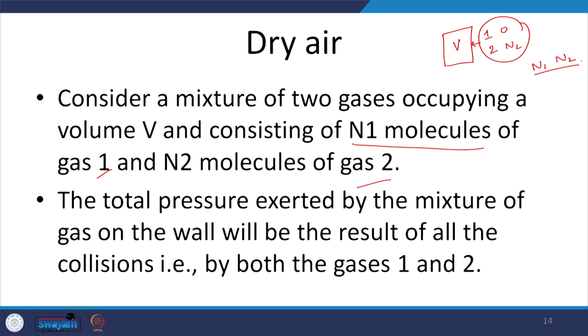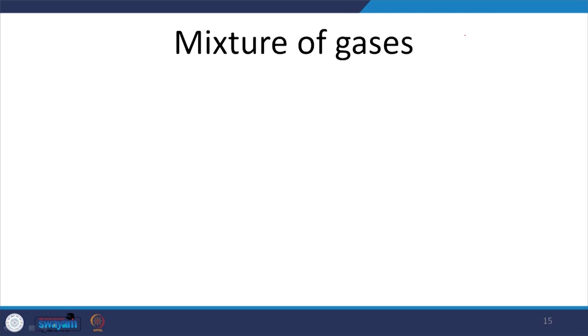So, the total pressure exerted by the mixture of this gas on the walls will be the total pressure, that is the total momentum transfer that is happening by both the molecules. So, how do you define? I mean, the pressure is built up by the momentum transfer, right. So, the total pressure is a sum of pressure exerted by the oxygen atoms and pressure exerted by the nitrogen molecules, right, both of them.